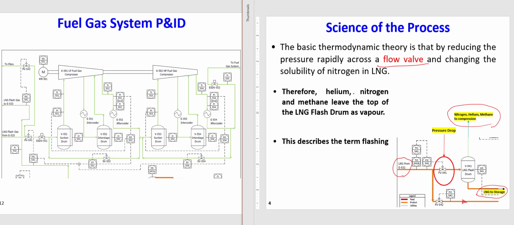So it's a very simple process. As I said, the natural gas goes through a valve and then a flash tank, and that way helium, nitrogen, and even methane are flashed off from the LNG products in vapor form, and they leave from the top of the LNG flash drum. This is called a flashing process.